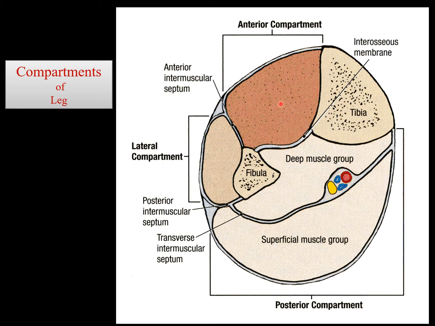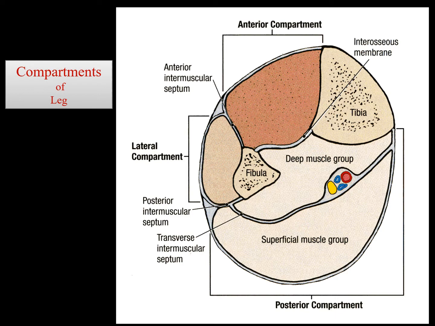So the interosseous membrane divides the leg into anterior and posterior compartments. The anterior intermuscular septum from the deep fascia and the posterior intermuscular septum from the deep fascia, with attachment to the fibula, make another compartment in between, which is the lateral compartment. And a transverse intermuscular septum extending from the medial side of the deep fascia to the posterior intermuscular septum near the lateral side forms the two components of the posterior compartment, the superficial muscle group as well as the deep muscle group. So we have two muscle groups in the posterior compartment of the leg.